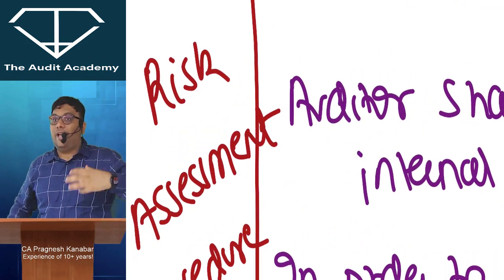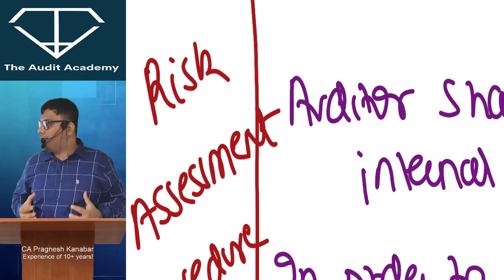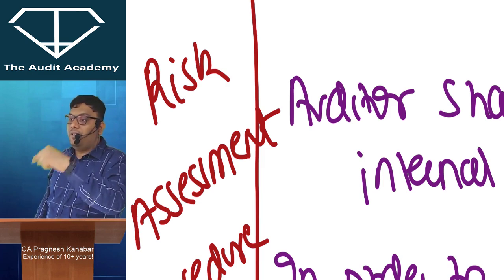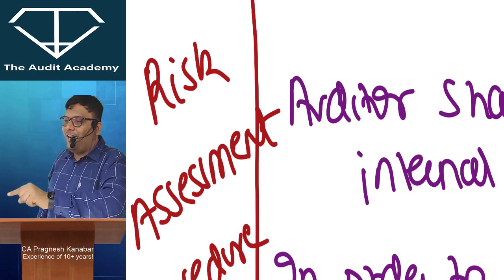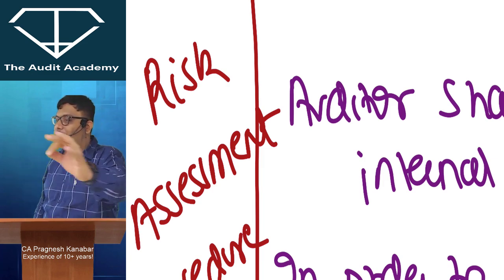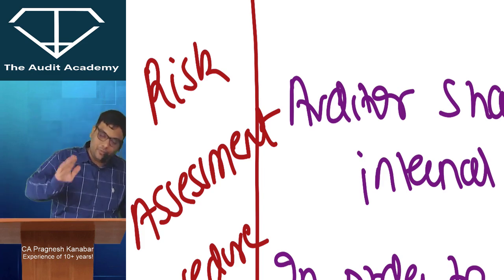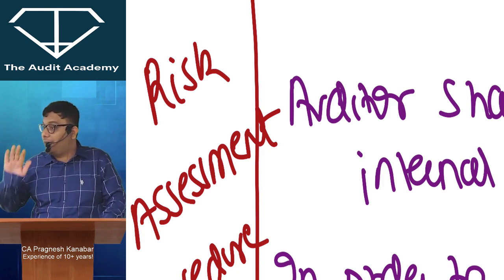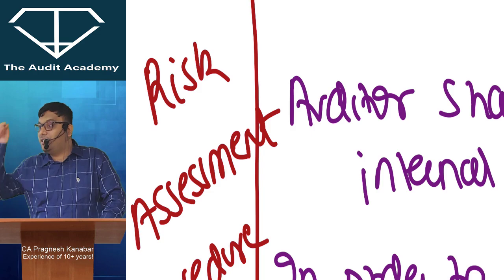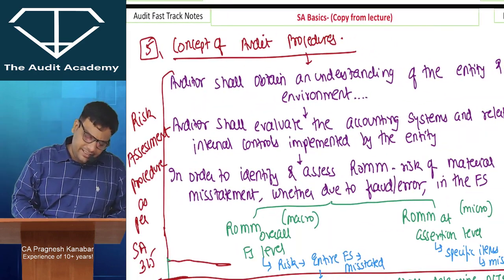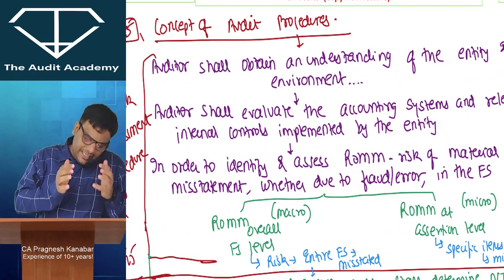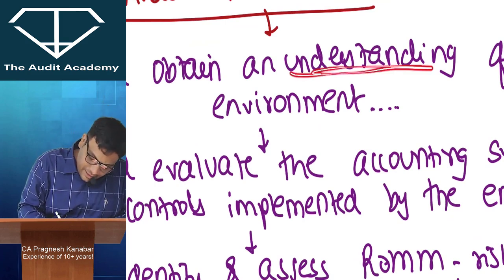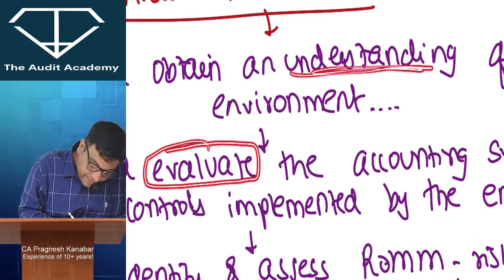Now why am I emphasizing this and being so dramatic over here? Because in exams, many times they ask you to perform risk assessment procedure, and the moment you write "check whether", you will get 0. Because in risk assessment procedures, we don't check, we just understand. I repeat, in risk assessment procedures, we don't check, we just understand. Look at my statements. Have I used the word inspect, check, verify? No. I've used the word obtain and understanding. I've used the word evaluate.